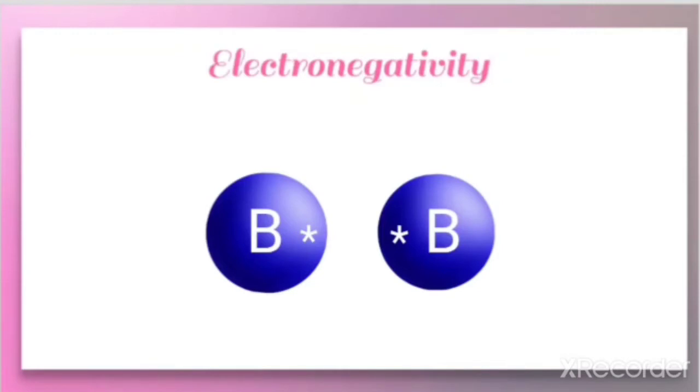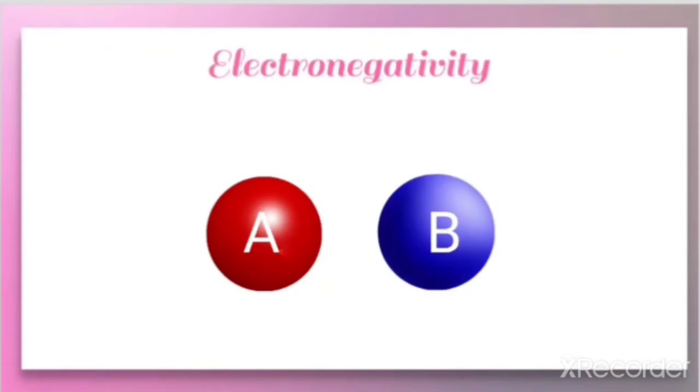So in order to complete the octet, they have a greater tendency to share the electron to form a covalent bond. A covalent bond is formed due to the mutual sharing of electrons between the two atoms. Just like here, the two B atoms are sharing one electron. So such type of bonding is called a covalent bond.